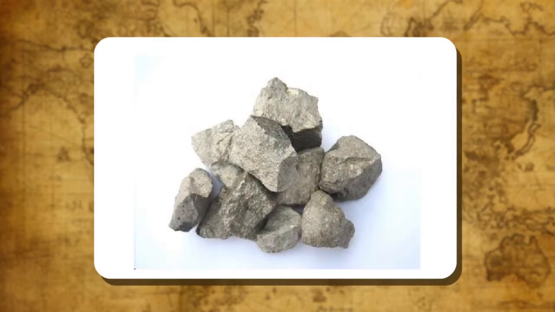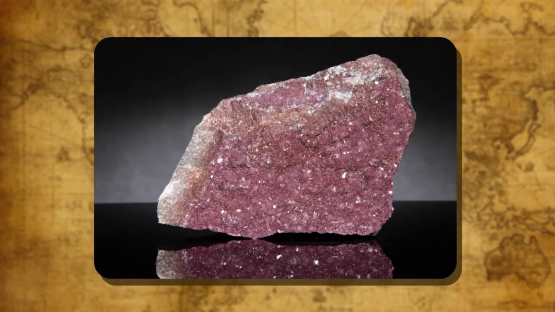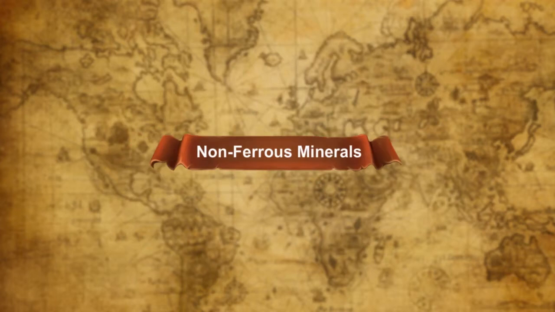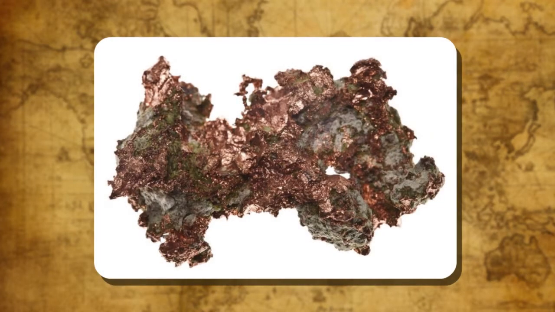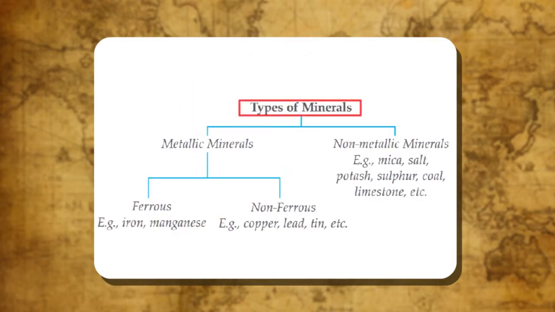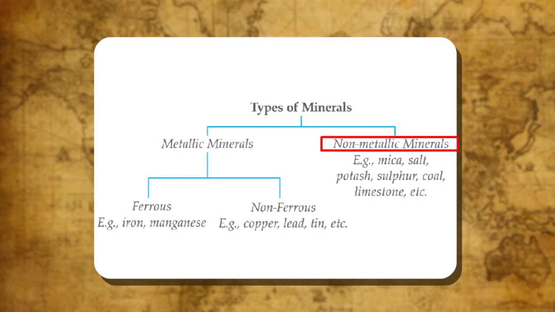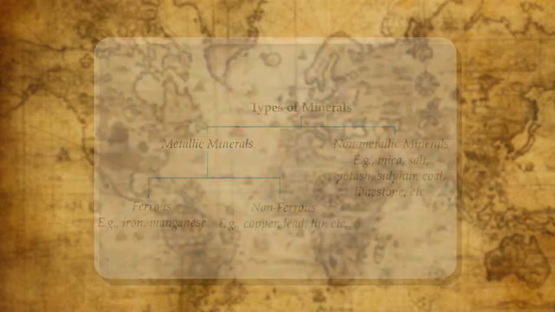Ferrous minerals. These minerals contain iron. Example, iron ore, manganese, nickel, cobalt, etc. Non-ferrous minerals. These minerals do not contain iron. Example, gold, silver, copper, etc. Types of minerals. Metallic minerals. Ferrous, like iron, manganese. Non-ferrous, like copper, lead, tin, etc. Non-metallic minerals, like mica, salt, potash, sulfur, coal, limestone, etc.